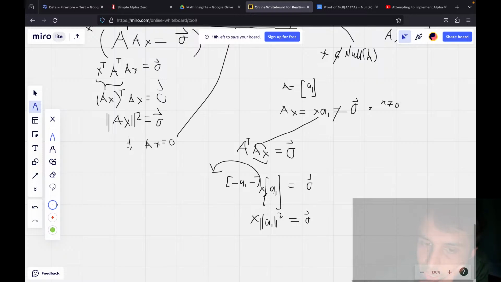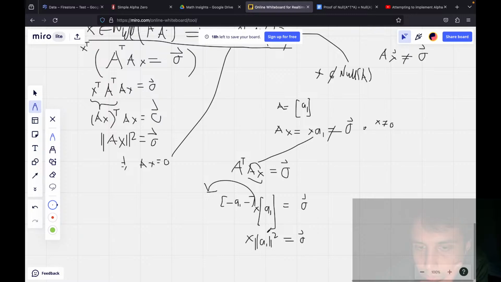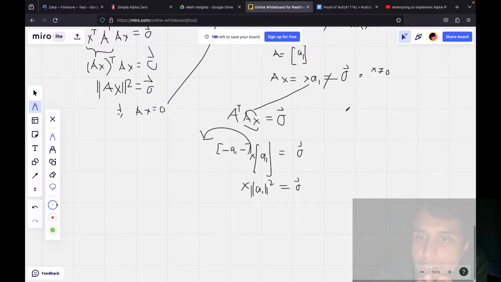And that's a contradiction, is it not? Because x cannot equal 0, and a1 is not equal to 0. It's just a vector, it's non-zero. So we have a contradiction here. We showed it for when A is just a1. Now let's try A equal to the concatenation of a1 and a2, right? So now we have this definition of A.